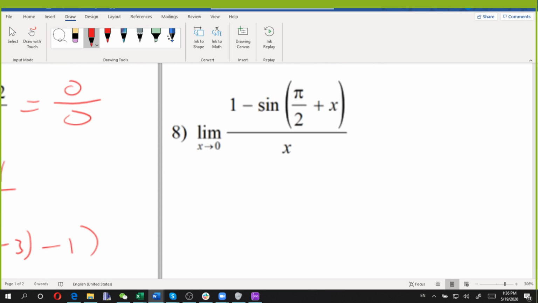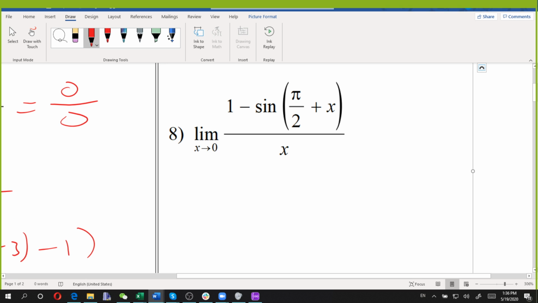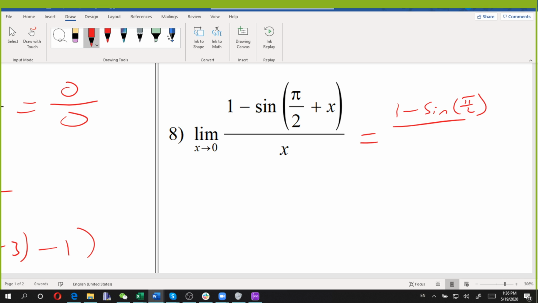Okay, Kelly, next one. If I plug in 0 right now, what would I get on top? 1 minus sine pi over 2. Okay, what's the sine at pi over 2? 1. So this is 1 minus 1 or 0 over 0, which says I can use L'Hôpital's rule.